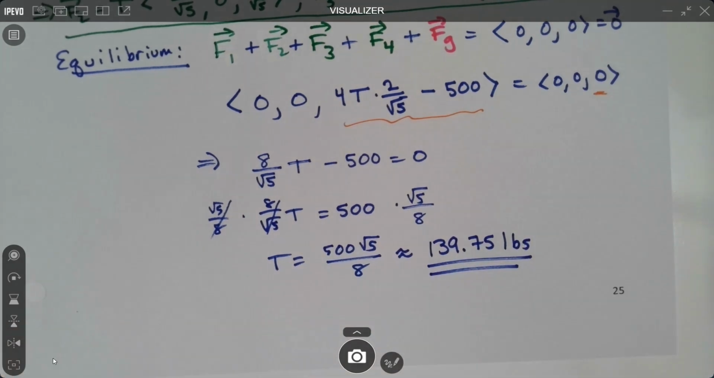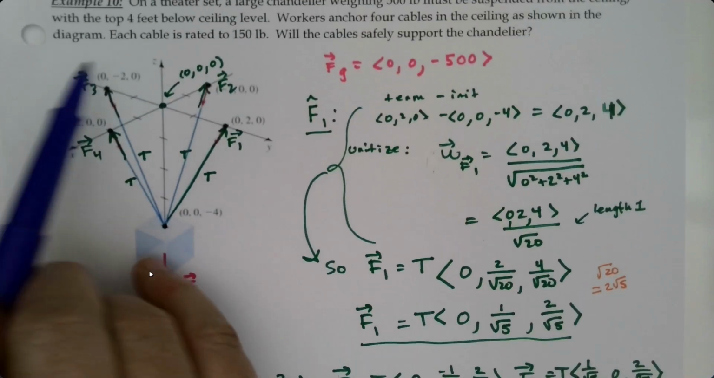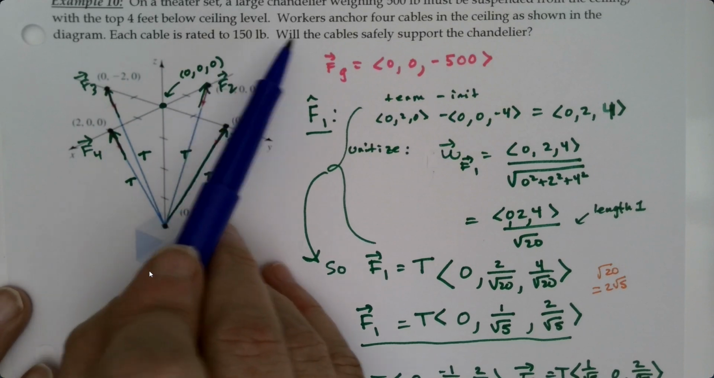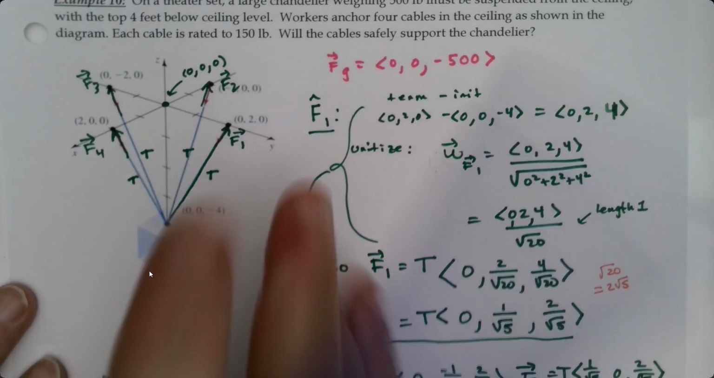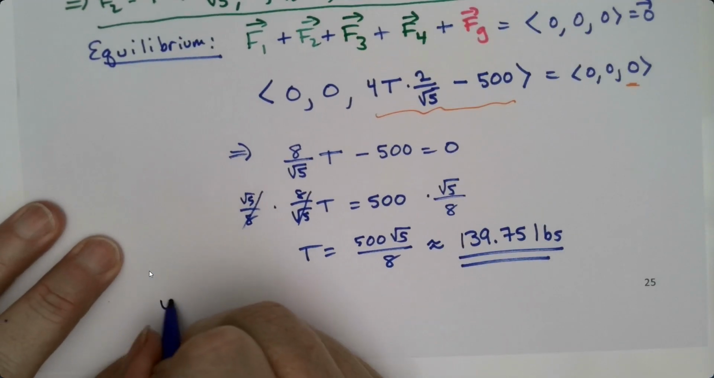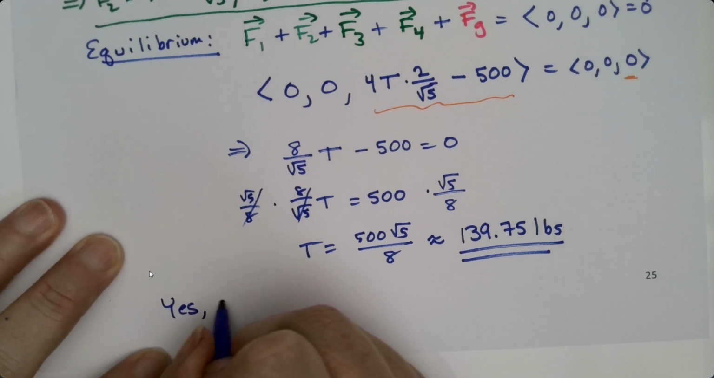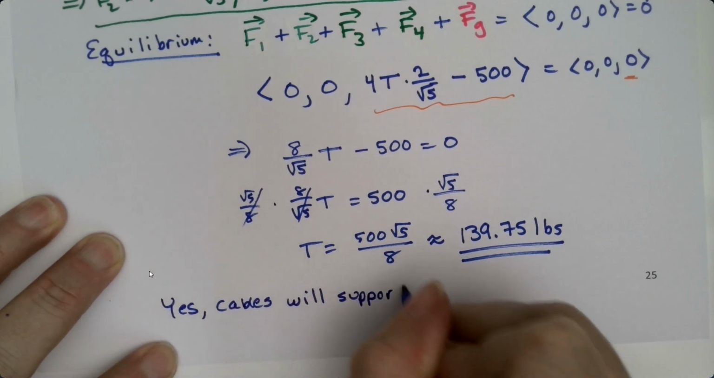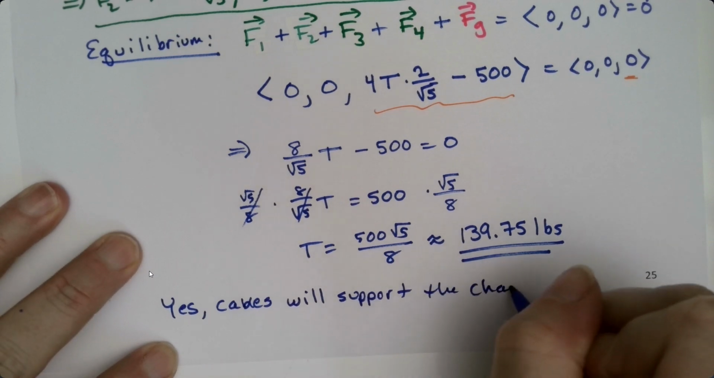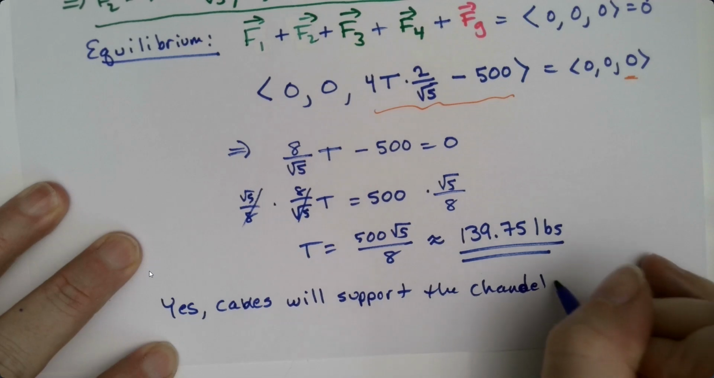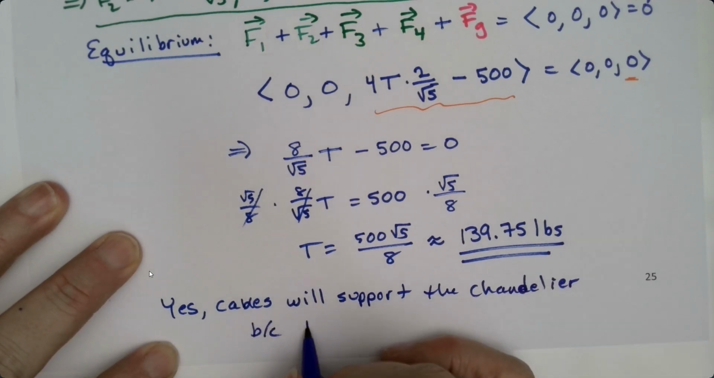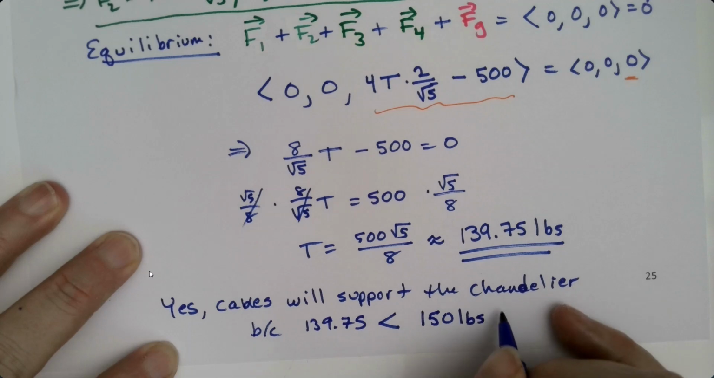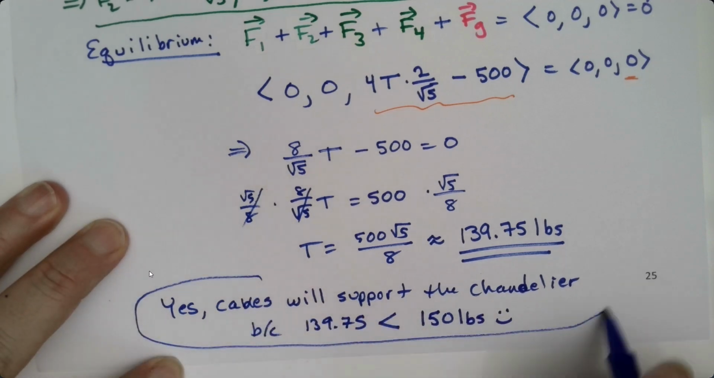Now I'm not circling it because it's not the answer. We have to go back and say each cable was rated to 150 pounds. Will the cable safely support the chandelier? Yes, right? So yes, the cables will support the chandelier. Because 139.75 is less than 150 pounds. That's the question that was being asked.